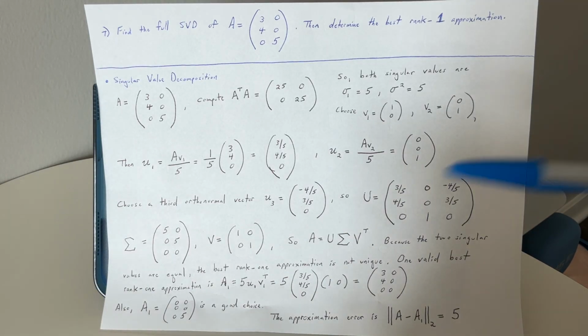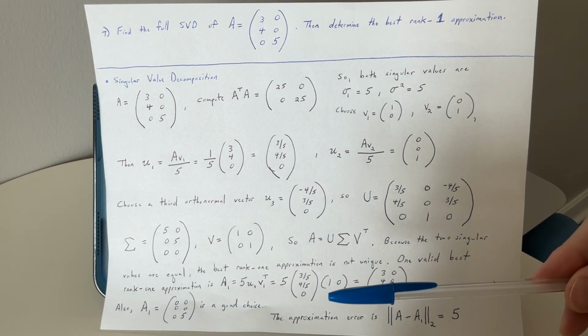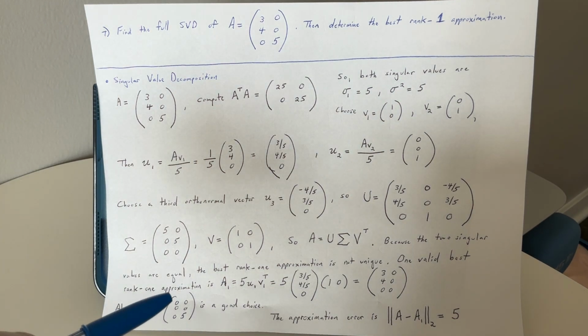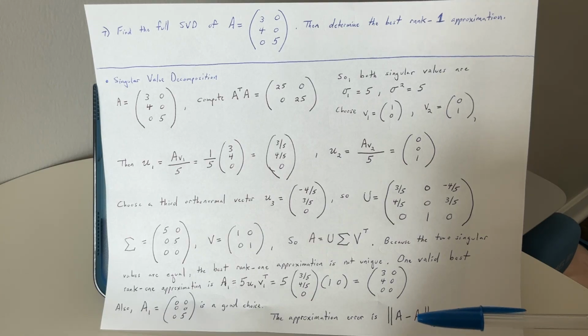So one valid best rank 1 approximation is going to be A sub 1 equals 5 U sub 1 V sub 1 transpose. And that's going to equal 5 times the column 3/5, 4/5, 0 times this row 1, 0, which is going to come out to column 3, 4, 0, column 0, 0, 0. And also, if we wanted to, A sub 1, column 0, 0, 0, second column 0, 0, 5. That's a good choice too. And we can add the approximation error is going to be the following here. The 2 norm of A minus A sub 1 equals 5.